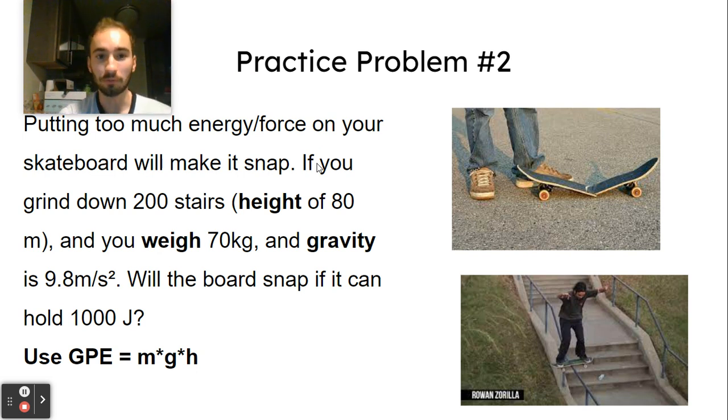Putting too much energy or force on your skateboard will make it snap. If you grind down 200 stairs, 200 stairs will be about 80 meters. So if you grind down 200 stairs, and if you weigh 70 kilograms and gravity is 9.8, will the board snap? The board can hold around 1,000 joules before it breaks. Use gravitational potential energy equals mass times gravity times height. Please calculate using your calculator how much is the gravitational potential energy, and will the board snap if it can only hold 1,000. Pause the video now and do it.